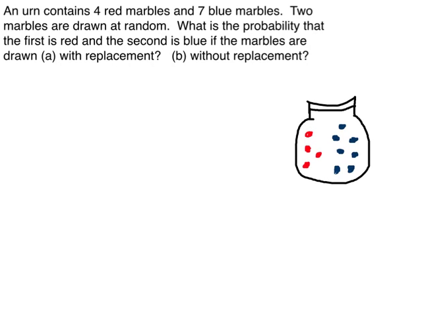An urn contains 4 red and 7 blue marbles. 2 marbles are drawn at random. What is the probability that the first is red and the second is blue? And we're going to do it with replacement and without replacement. Alright, so with replacement, the probability that the first is red, well, we had 4 red, 4 out of a total of 11 marbles, and that the second is blue.